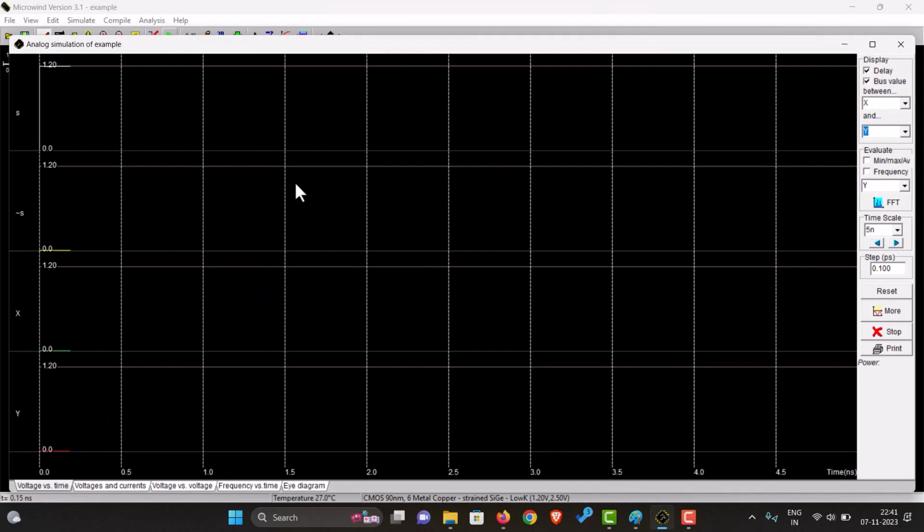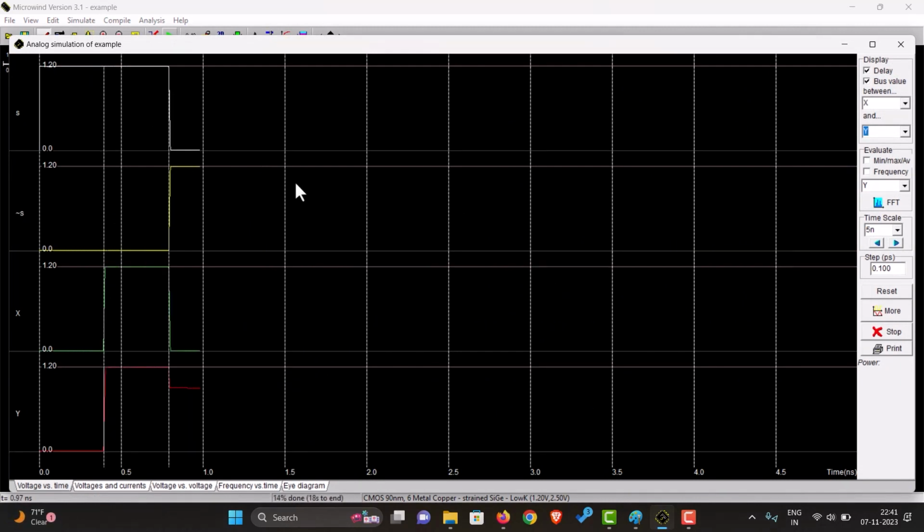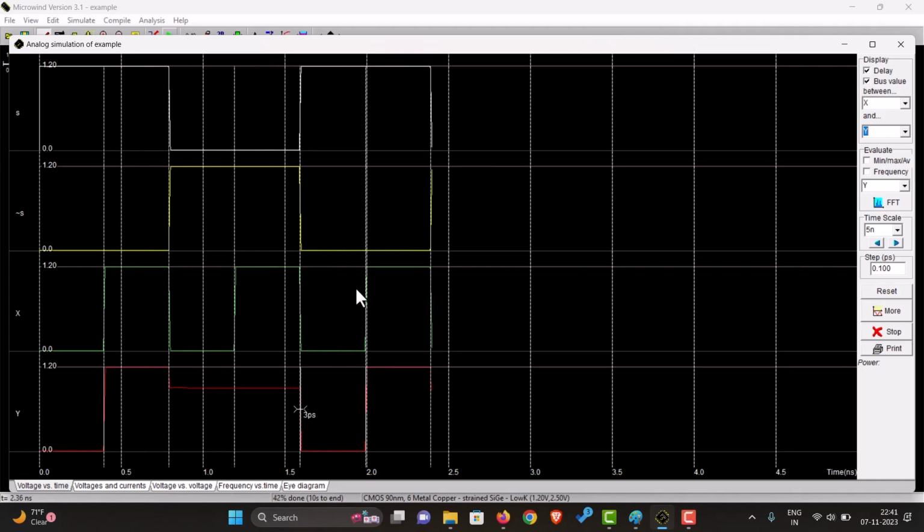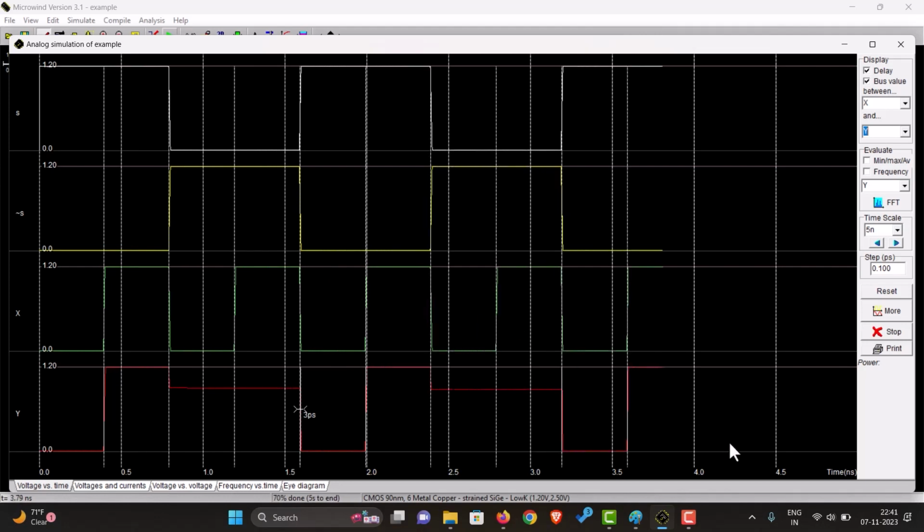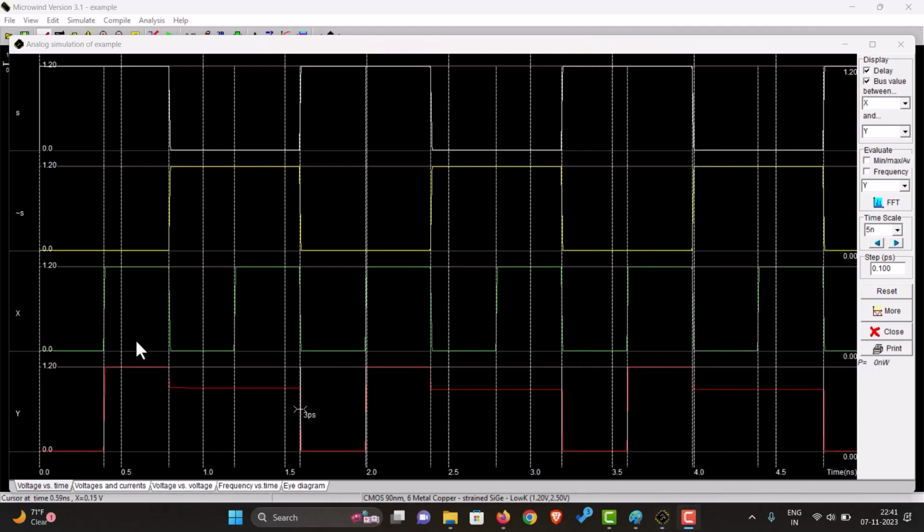So when we run this, now over here, as you can see, when S is 1 and S bar is 0, the transmission gate is on. We are getting the same waveform as X. The X and Y waveforms are matching. That means the gate is on.